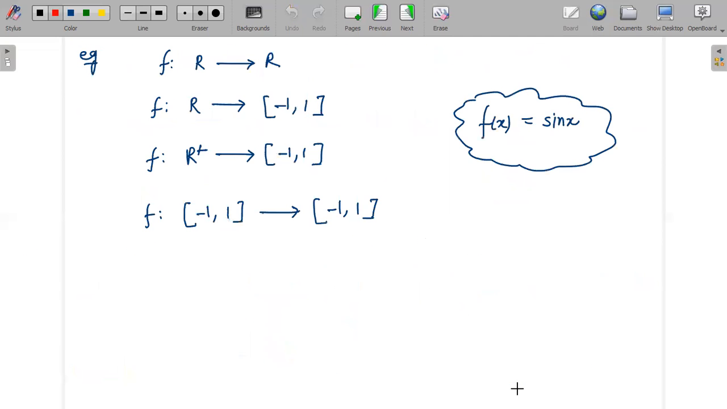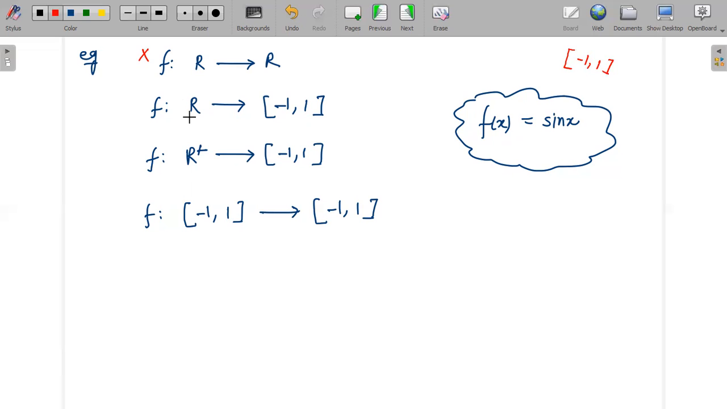Let me take one more example. Say this time we have f(x) = sin x. And if I am defining the function from R to R, then definitely this will not be an onto function, because we know sin x can give you output from what? From -1 to +1.